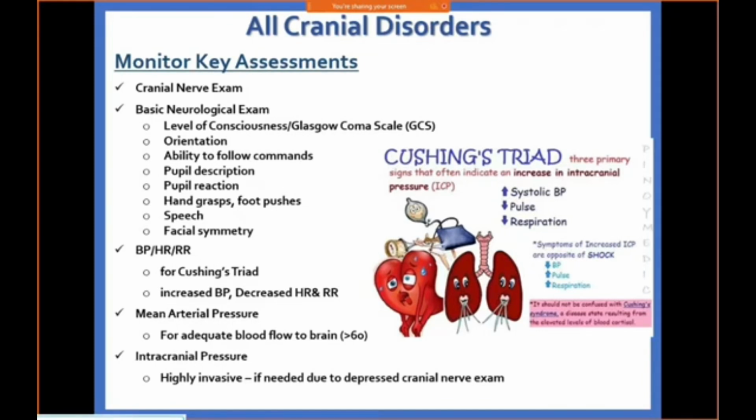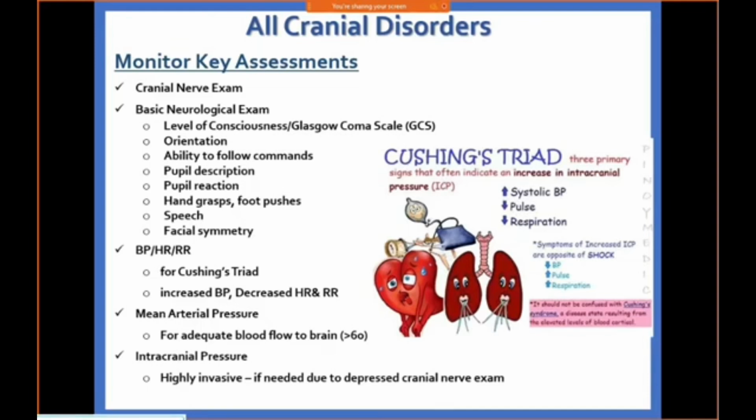If you're concerned about increased intracranial pressure, we'll be observing for Cushing's triad. So you're going to look at the blood pressure, heart rate, and respiration. If you see your blood pressure trending up and your heart rate and respiratory rate trending down, that could be a sign of Cushing's triad, which means you have increased intracranial pressure.